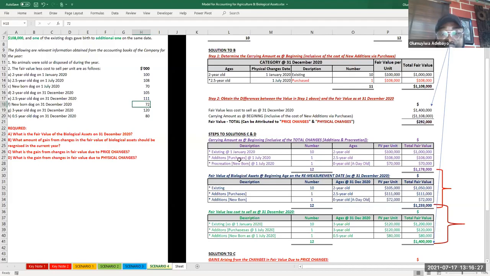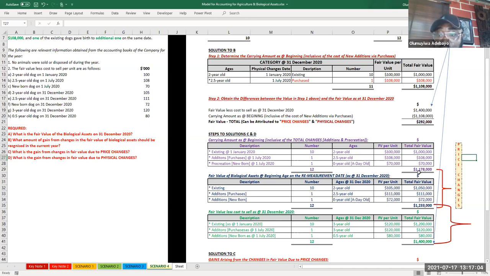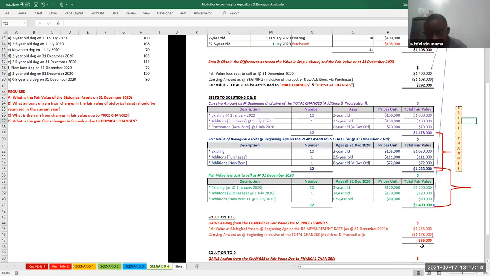Now, which means their value, given the same physical nature, that is given the same age, between these, we'll find out that the difference between 1178 and 1233 is strictly attributed to what we call price changes. Attributed to what we call what? Price what? Price changes. Price changes. That's what I've done here. What is attributed is that the difference between 1178 and 1123 is price changes, keeping the physical nature constant. And that's what we have here, 55,000.